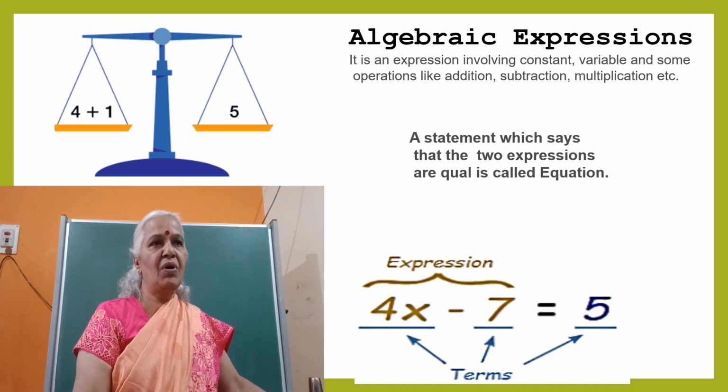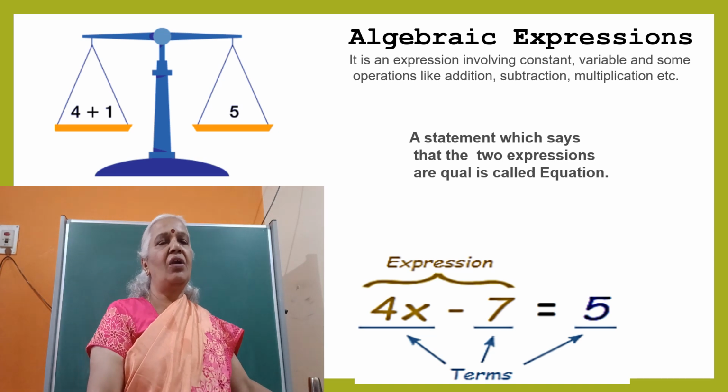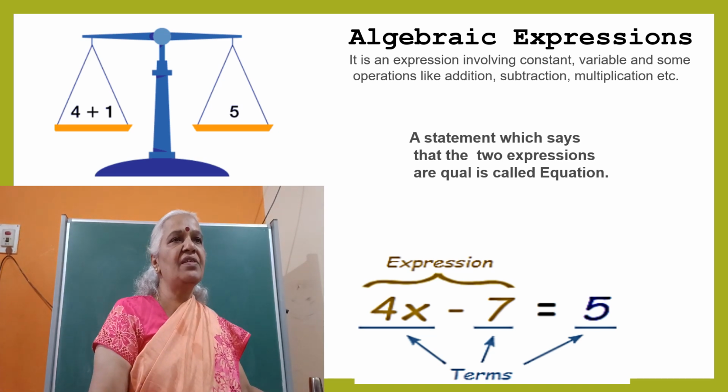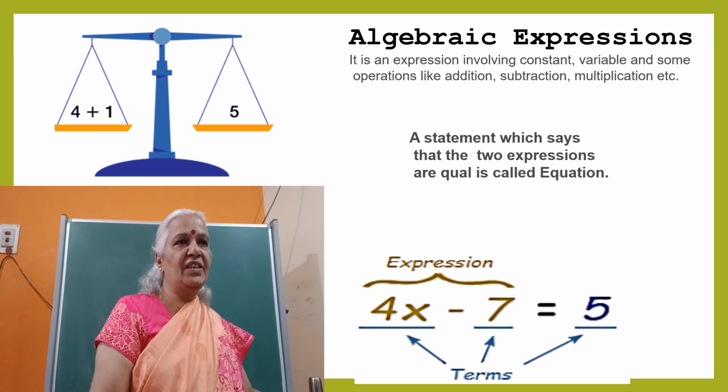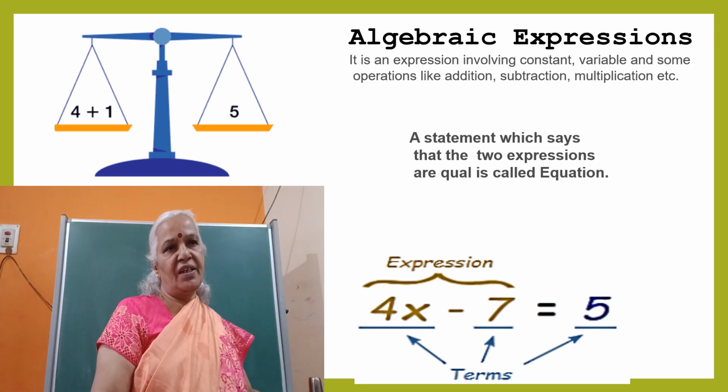These small English letters are called variables. That means its value changes. Its value is not fixed. And constants are the numbers. Algebraic expression is involving constants, variables and some operations like addition, subtraction, multiplication, etc.